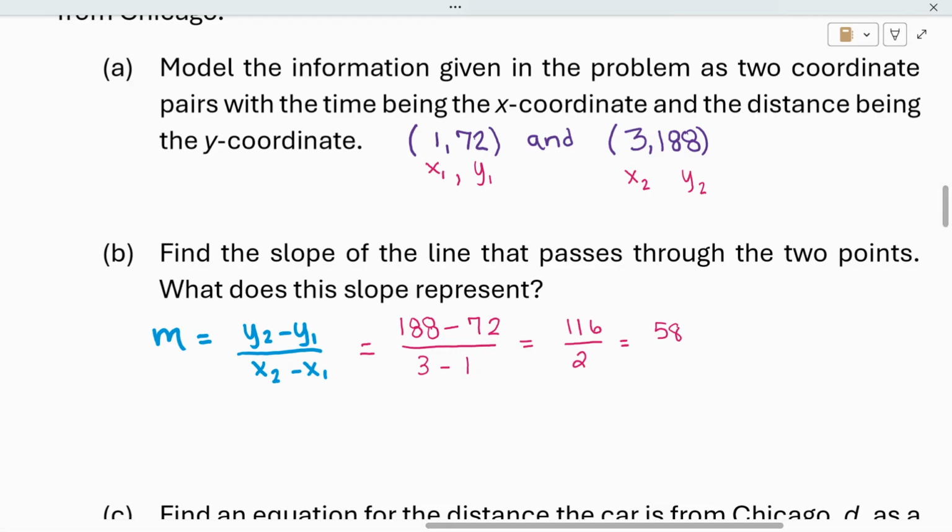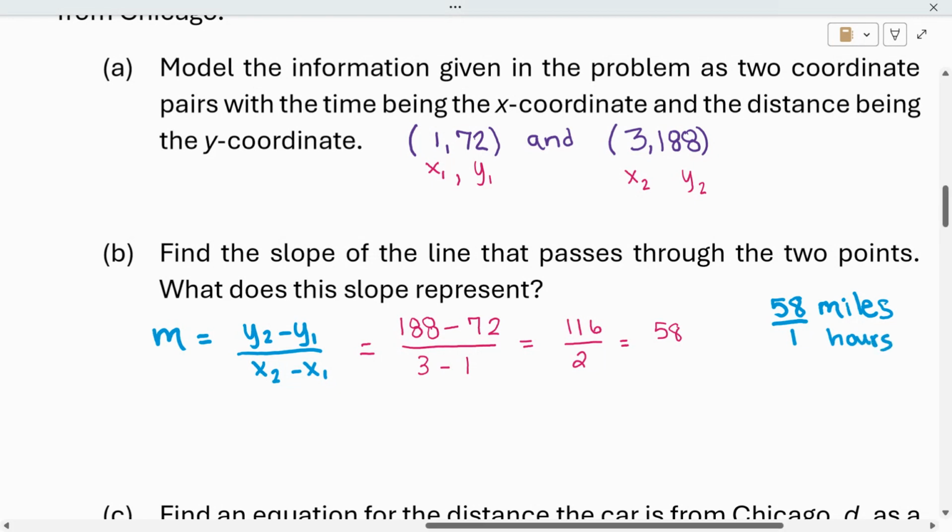Well, what does that mean? It says, what does this slope represent? Well, we can think of our slope as 58 over 1. Remember that the y-coordinate represents the distance, which is in miles, and the x-coordinate represents the time, which is in hours.